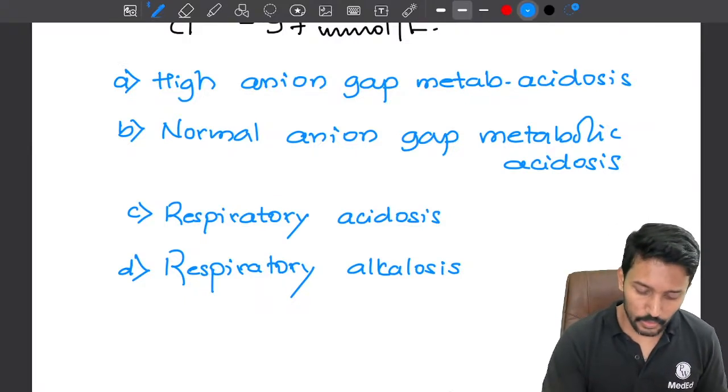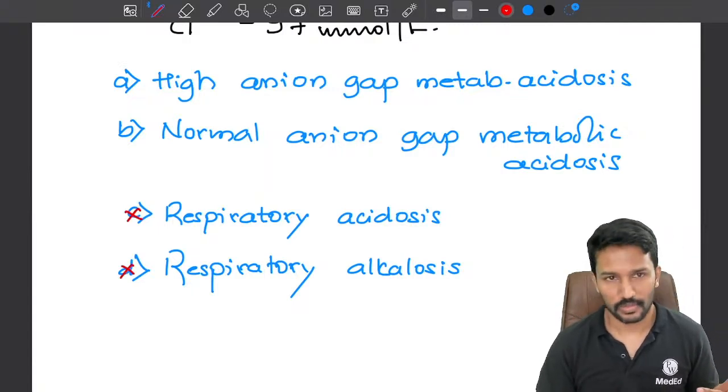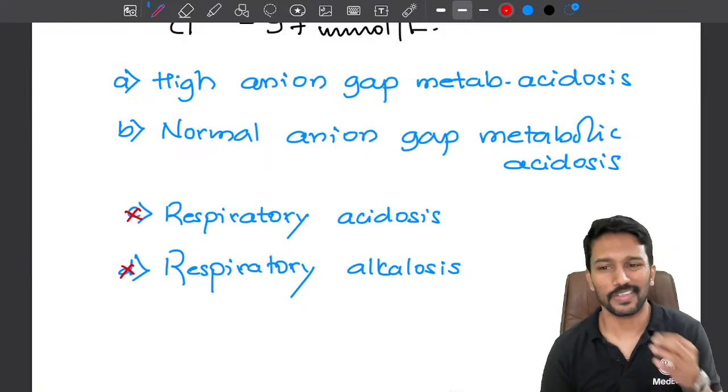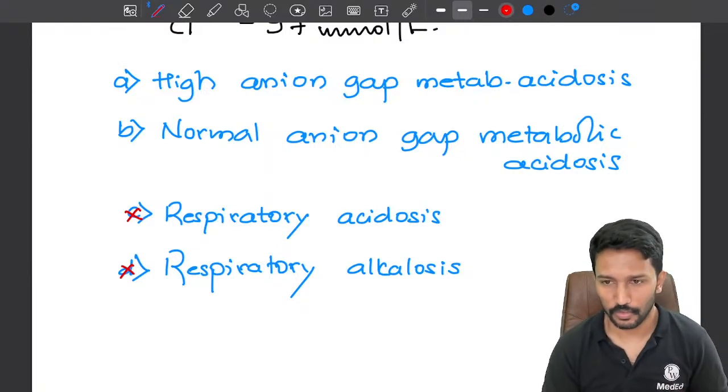Okay, now we clearly know that this is metabolic acidosis. So certainly it's not respiratory acidosis or respiratory alkalosis. We have to choose option A or B: high anion gap metabolic acidosis versus normal anion gap metabolic acidosis.